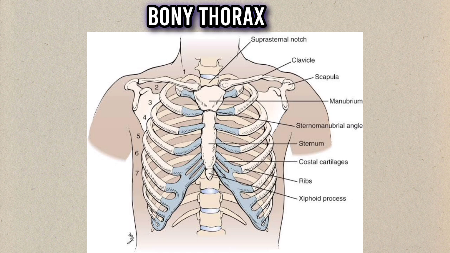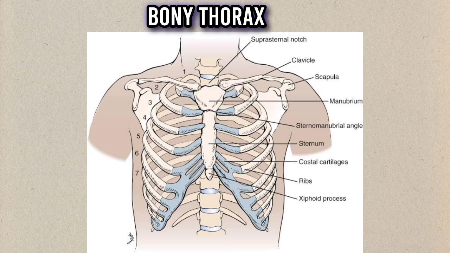Again, it has 12 pairs of ribs that circle the thorax, and it also has the 12 thoracic vertebrae posteriorly. Now, for accurate and consistent radiographic positioning, the radiographer or the technologist is required to master certain landmarks or reference points that can be used to center the image receptor correctly to ensure that all essential anatomical structures are included in a specific projection.